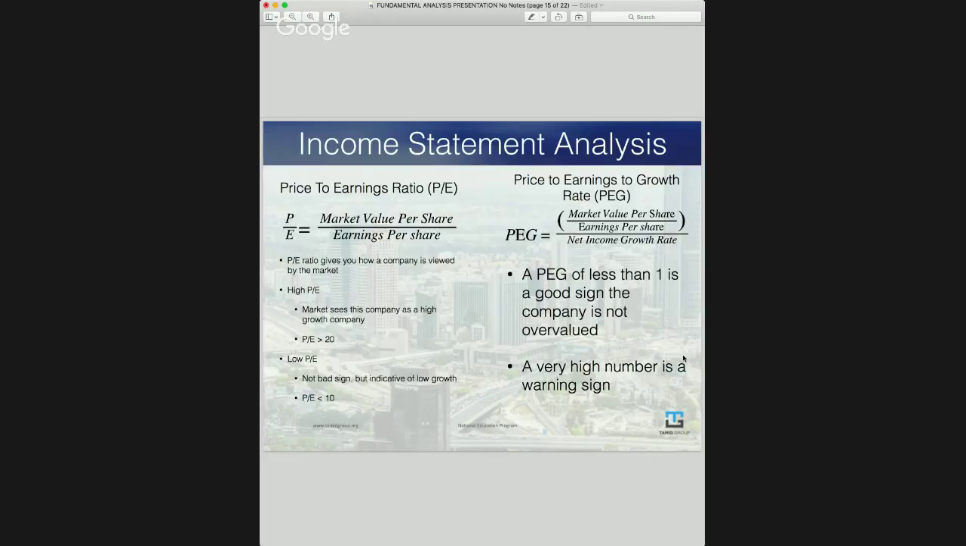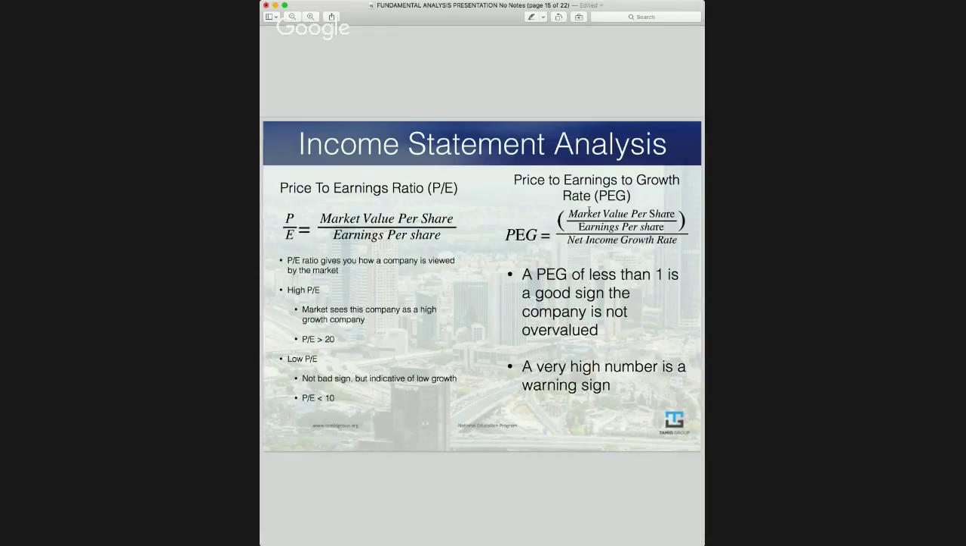A company like Google or Netflix, those would be something that you might see a high price per earnings ratio in, because they're growing very, very fast. Thus, the growth is already calculated into the cost of the stock.